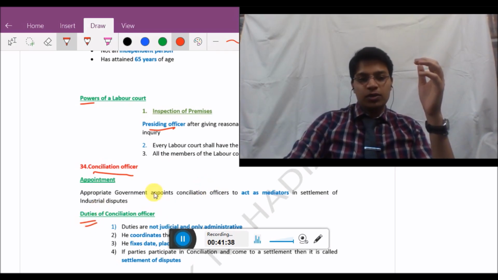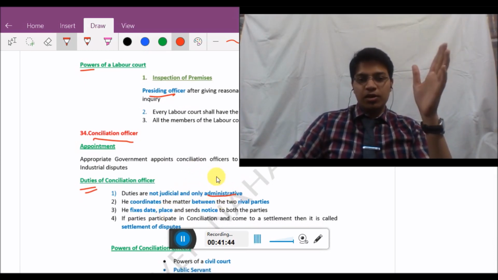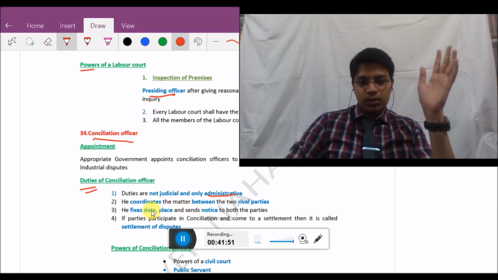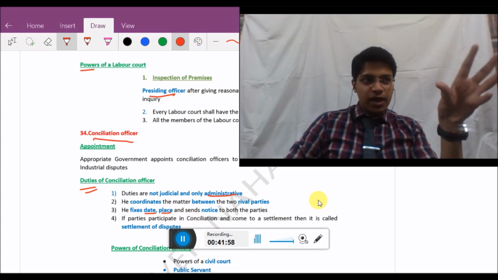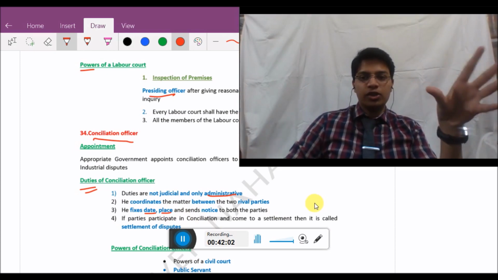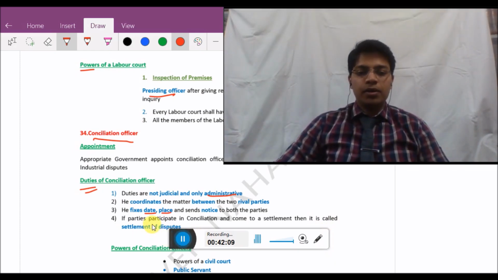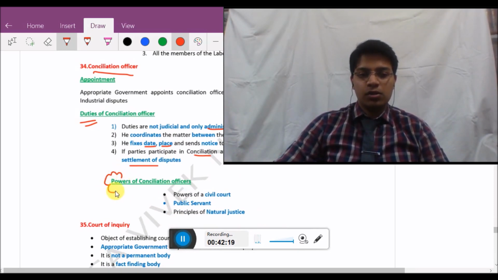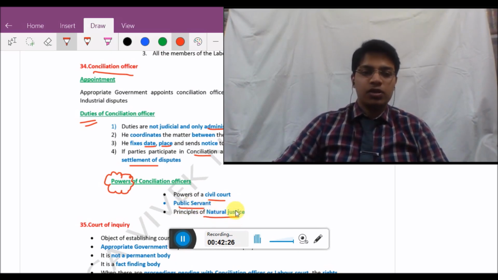What are the duties of the conciliation officer? Duties are not judicial and only administrative. He coordinates the matter between the two rival parties, that is the employer and the employees. He fixes date and place and sends notice to both the parties that on this date at this place we will have a negotiation or a discussion. If parties participate in conciliation and come to a settlement, then it is called settlement of disputes. What are the powers of the conciliation officer? Power of a civil court. He is a public servant and he has to follow the principles of natural justice.